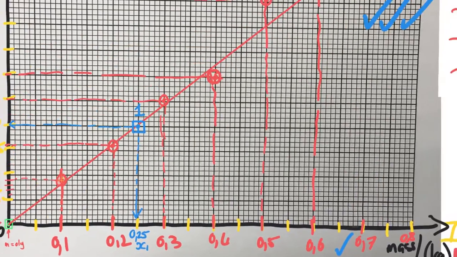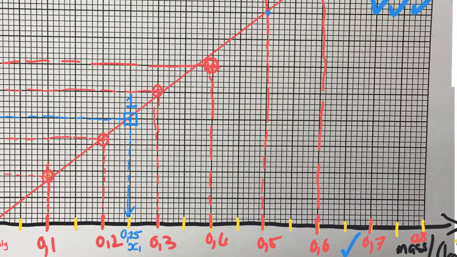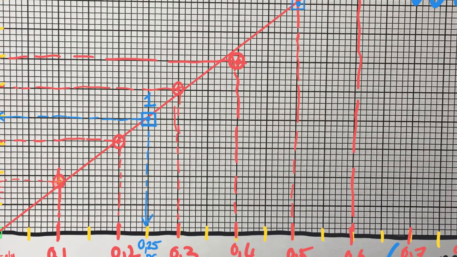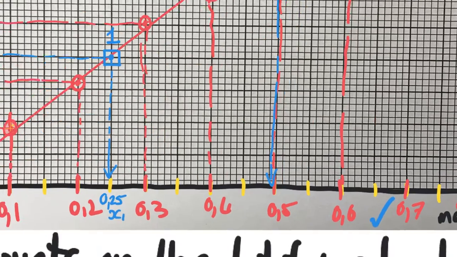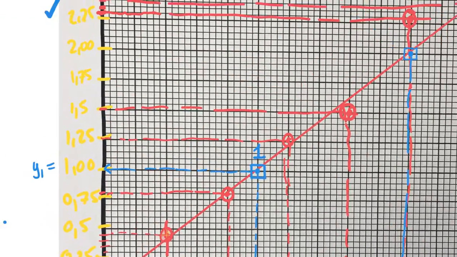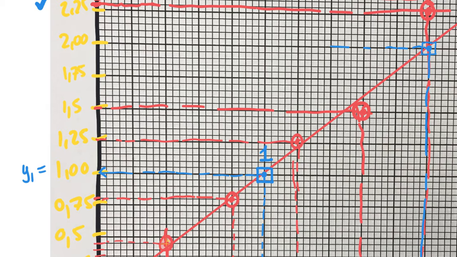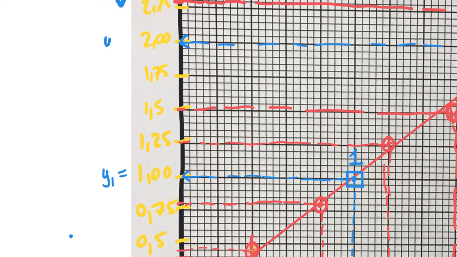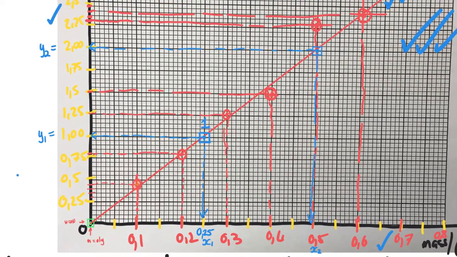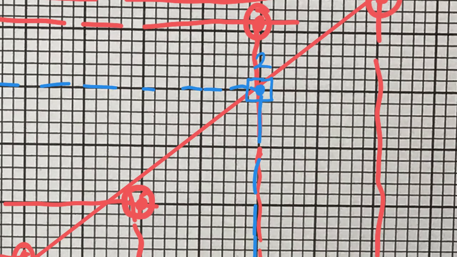Then I'm going to choose another point. And this point here stands out to me. It crosses 2 bold lines, so that means I'm going to easily be able to read what the x value is. So that's going to be x2. And this is going to be y2, which is 2. All right. So cool. So this is going to be number 2.